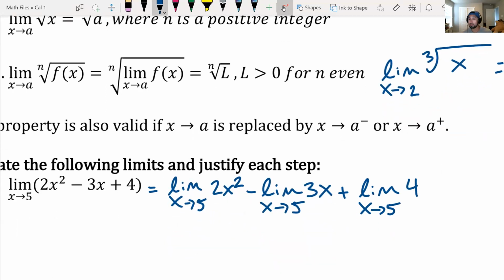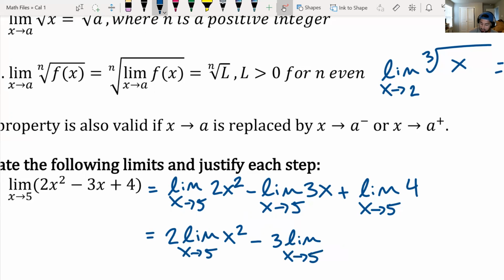We have coefficients of 2 and 3. What can we do with coefficients? We can move it to the outside of the limit. So this will become 2 times the limit as x approaches 5 of x squared minus 3 times the limit as x approaches 5 of x plus the limit as x approaches 5 of 4.